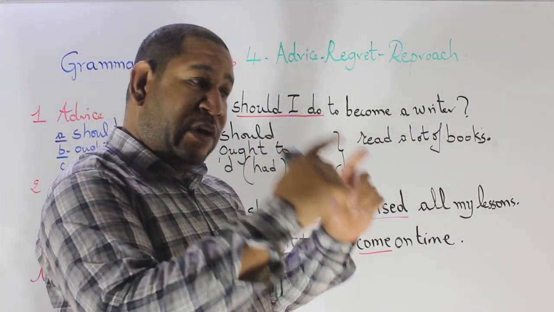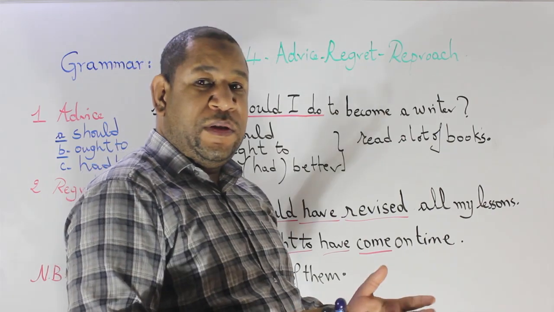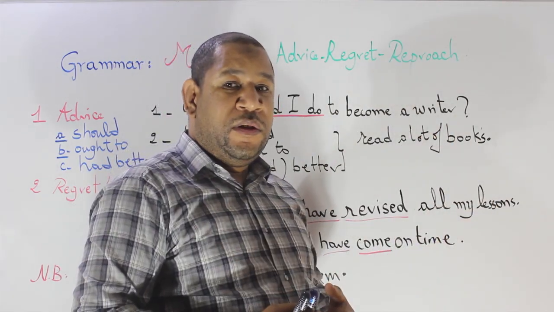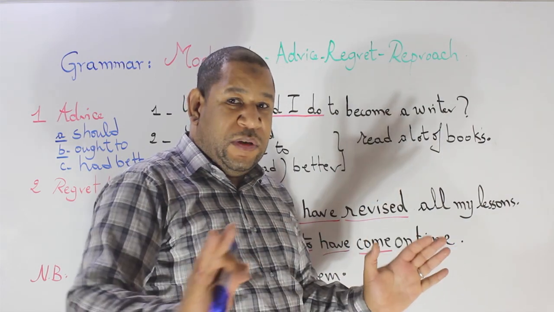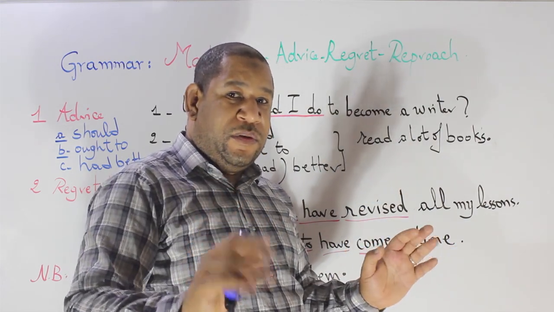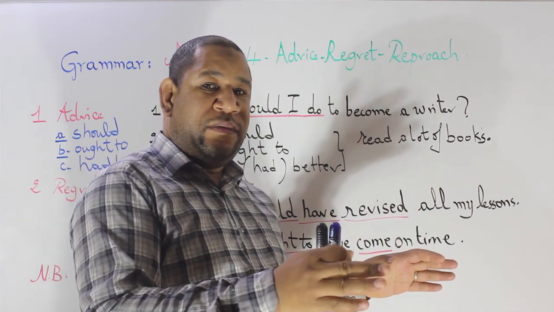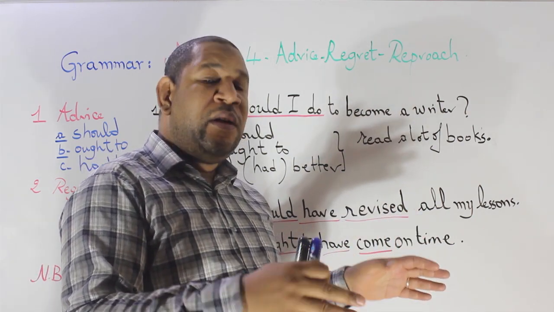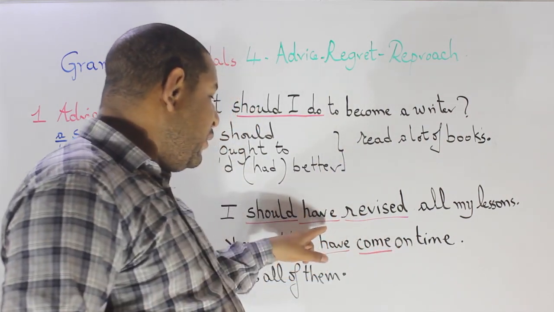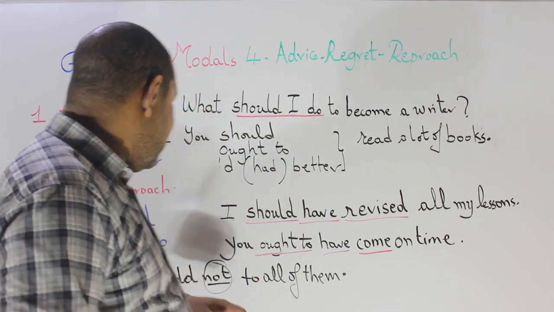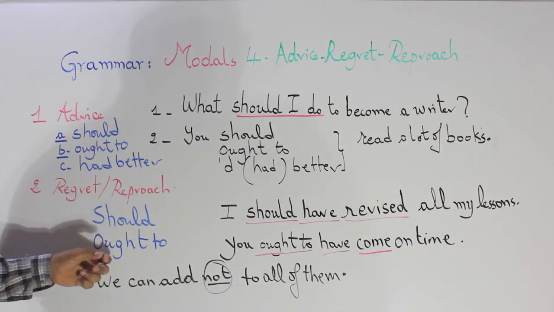I reproach you, or I blame you for something. I reprimand you for doing something or for not doing something. Okay? So this one is easy. You just remember ought to, should, had better, plus infinitive is advice. Plus perfect infinitive, have and past participle, and of course we have only should and ought to.